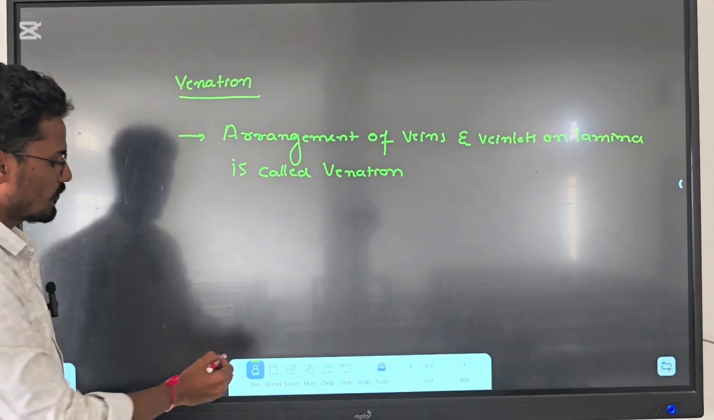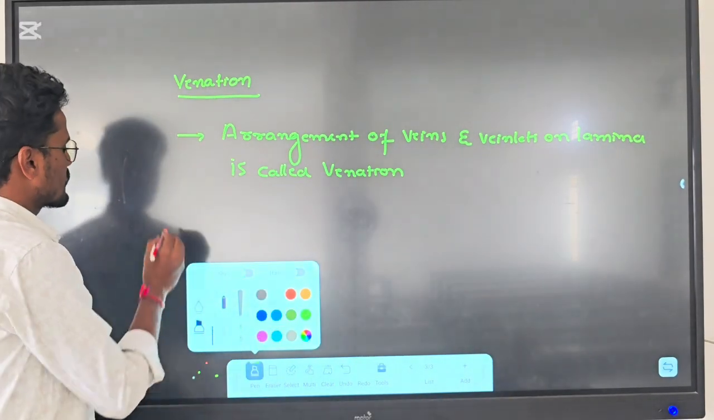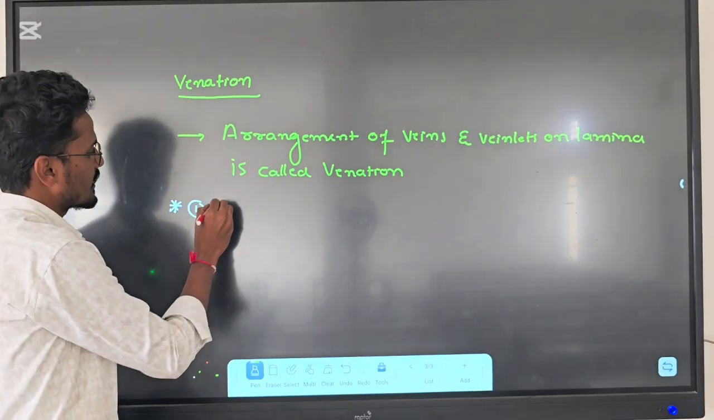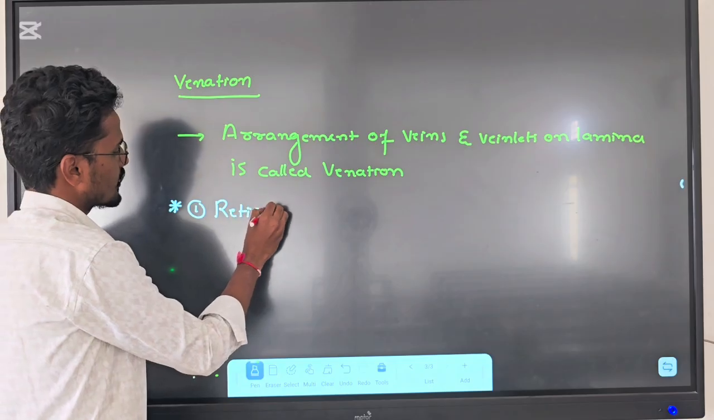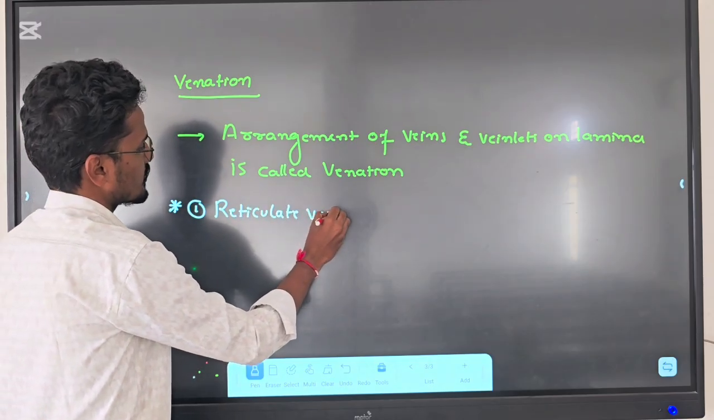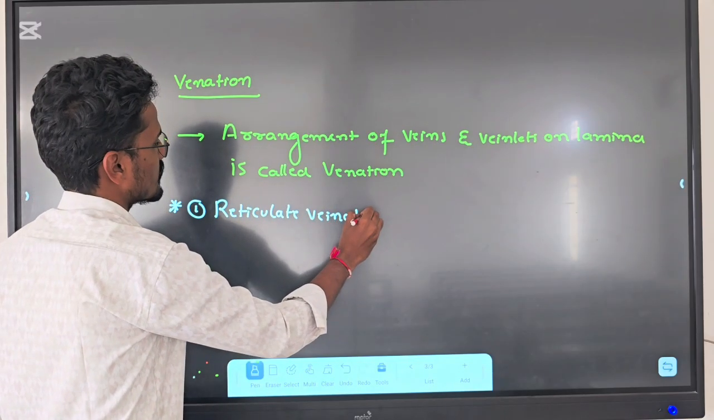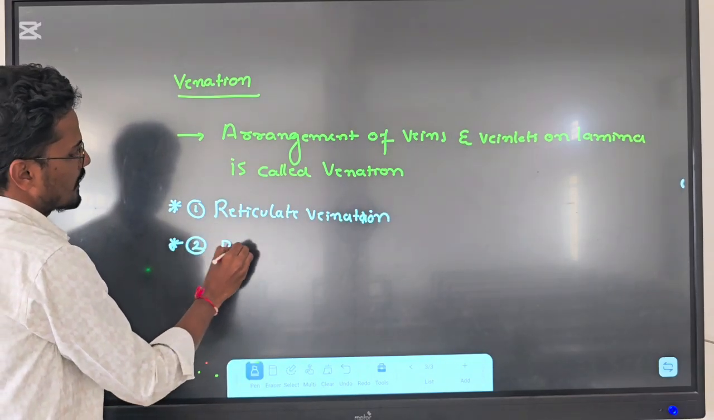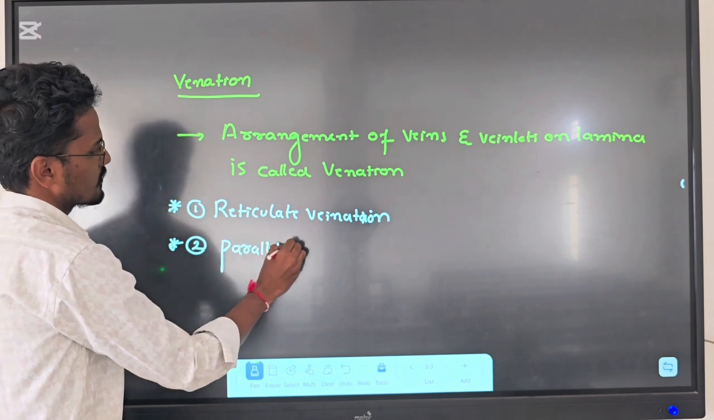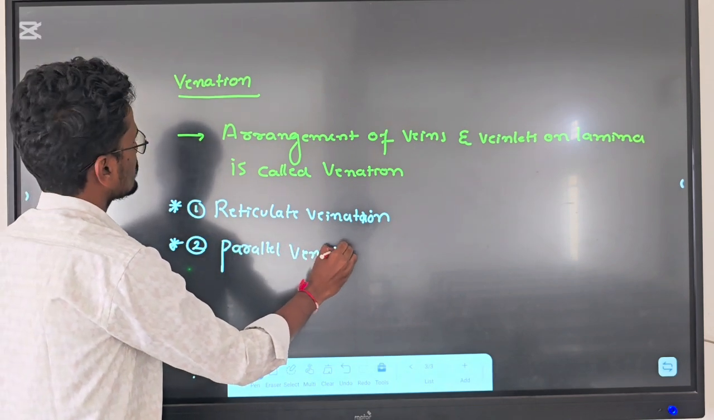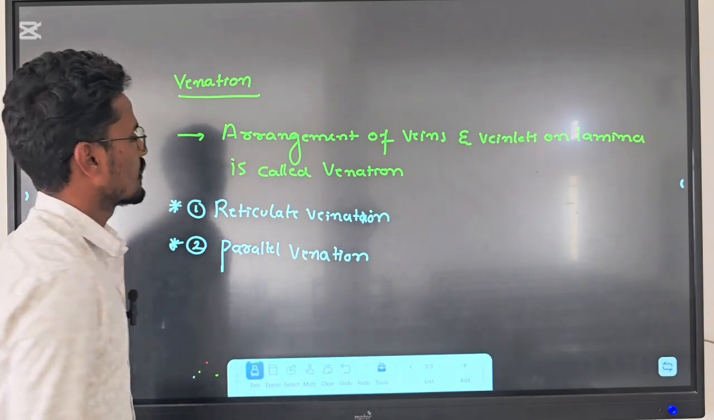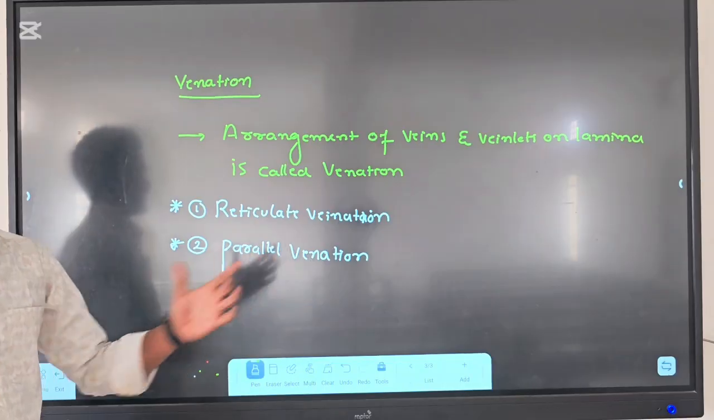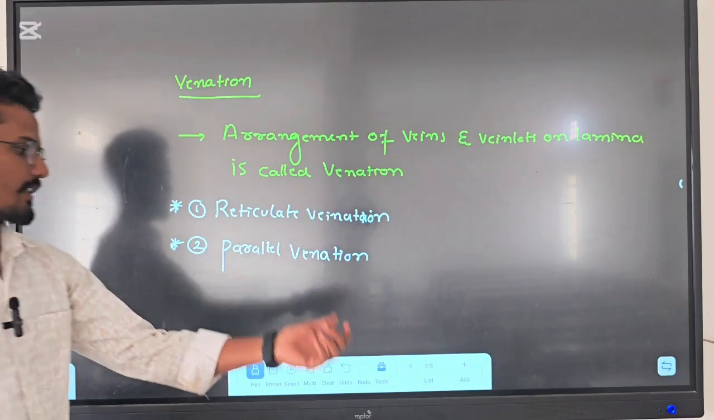There are two main types of venation. The first venation is reticulate venation. The second one is parallel venation. What actually reticulate venation is, and what parallel venation is, we'll see diagrammatically in the next slide.